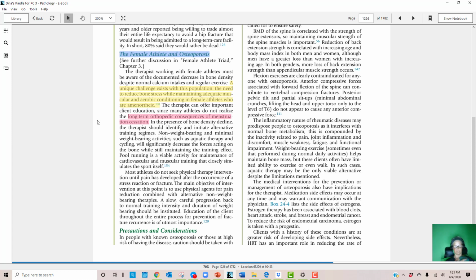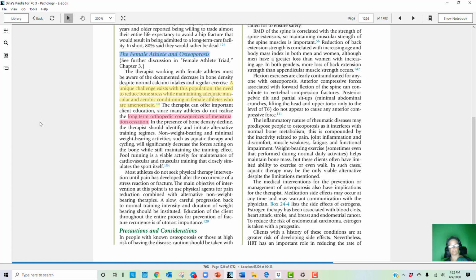Most athletes do not seek physical therapy intervention until pain has developed after the occurrence of a stress reaction or fracture. The main objective of intervention at this point is to use physical agents for pain reduction combined with alternative non-weight-bearing therapies. A slow, careful progression back to normal training intensity and duration of weight-bearing should be instituted. Education of the client throughout the entire process for prevention of fracture recurrence is of utmost importance.